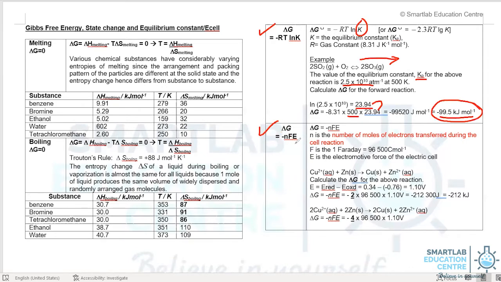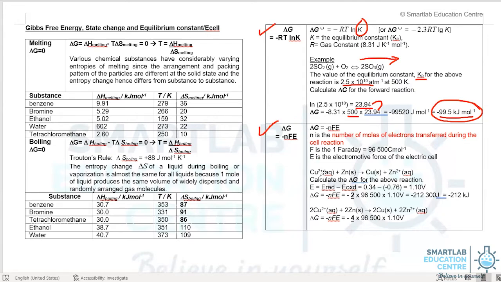In the next equation, what we have is to relate change in G with the cell potential. That's a topic that you will learn in electrochemistry. And note that F is the 1 Faraday, which is 96,500 coulomb per mole. That is the data that's available in the data booklet. So you will learn in electrochemistry that if your E value is positive, then the reaction is thermodynamically feasible. And that goes in line with this formula, since if E is positive, then your change in G will be negative, which also indicates that the reaction is thermodynamically feasible.